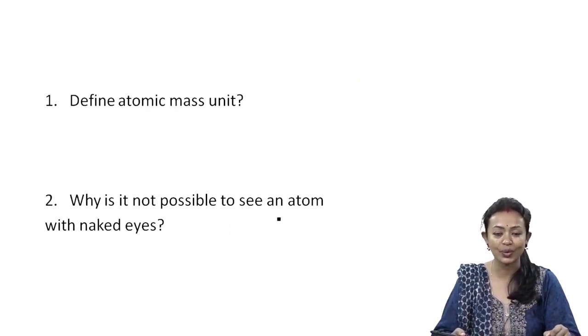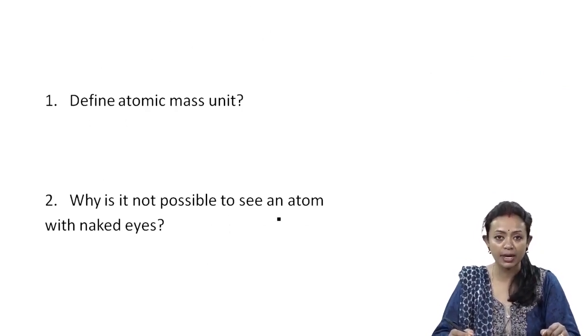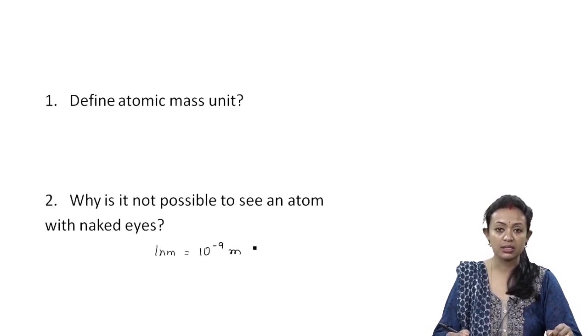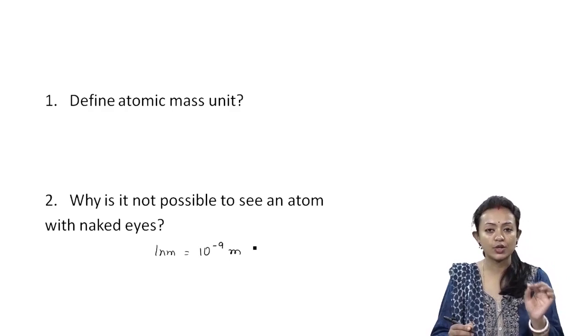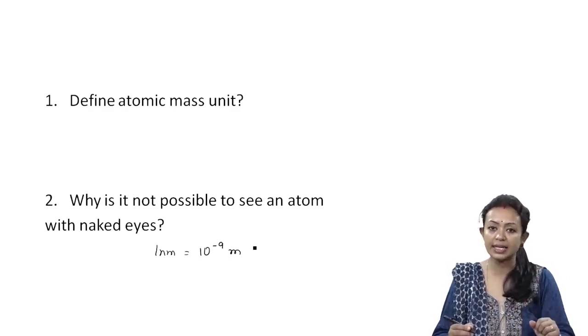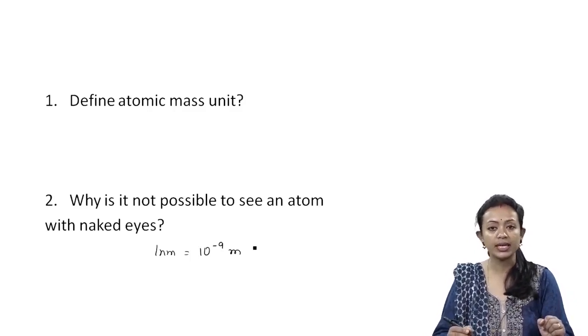Next, why is it not possible to see an atom with naked eyes? Because the size of an atom is very, very minute, almost 1 nanometer, which is 10 to the power minus 9 meters. So you can imagine how small the size of an atom is, which makes it very difficult for us to see through our naked eyes. That's why we cannot see an atom with our naked eyes.